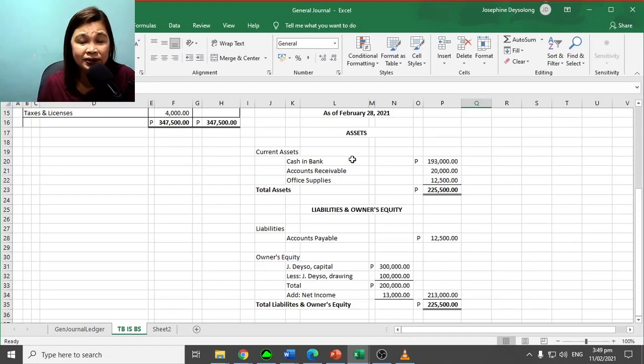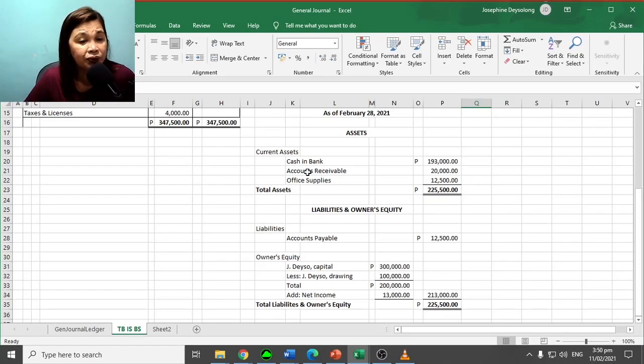But for purposes of the discussion, I placed here current assets. In our transaction here, we only have current assets, and the current assets here are cash in bank, accounts receivable, and office supplies. Now, you just add them up and you will have your total assets. Now, why are these called current assets?